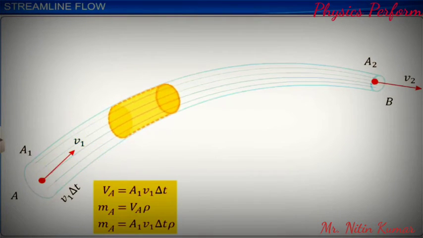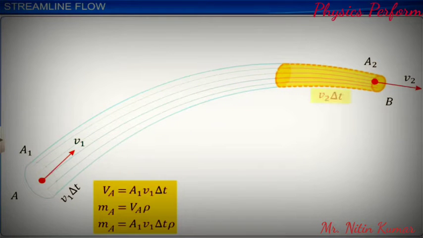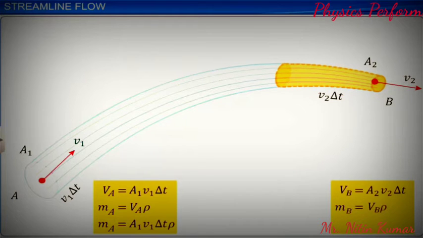Similarly, consider a small cylinder of length V2 delta t at the end B. Then, the volume of the fluid, Vb, going out of the tube through the cross-section at B in the same time delta t, is A2 V2 delta t. Hence, the mass of the fluid, Mb, leaving the tube at B in the same time delta t, is A2 V2 delta t ρ. As the fluid is incompressible, its density remains constant.